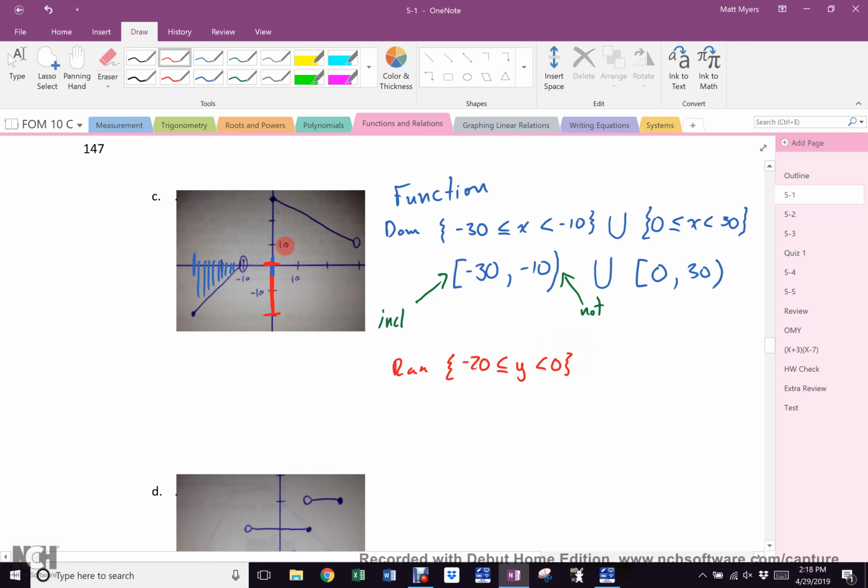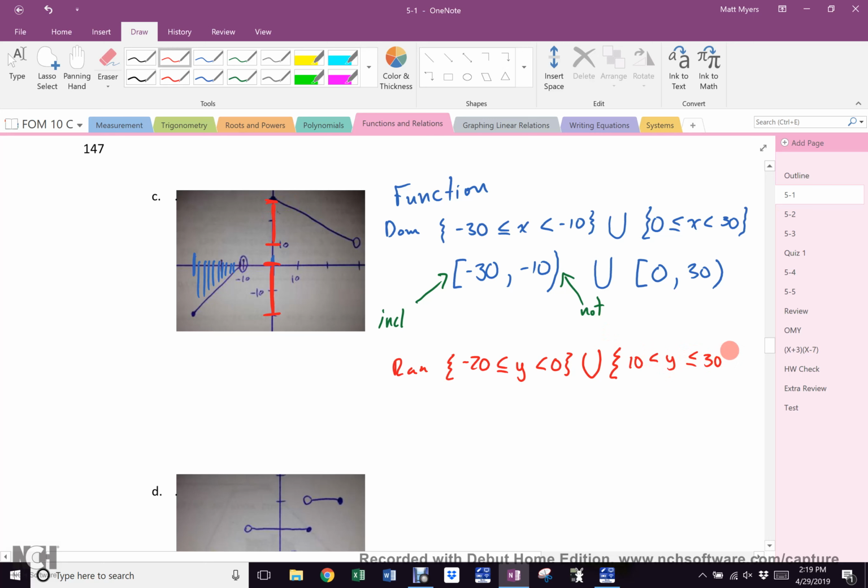And then, does it start again? So I need a union. Where does it start again? 20. No. Starts at 10. Is 10 included? No. Y, up to what? 30. Is 30 included? Yes.